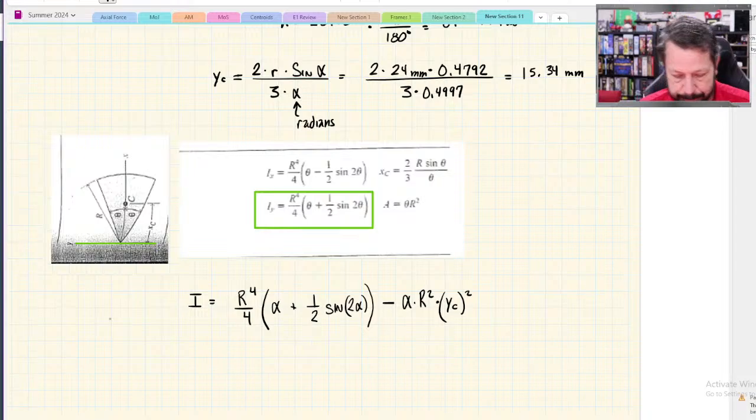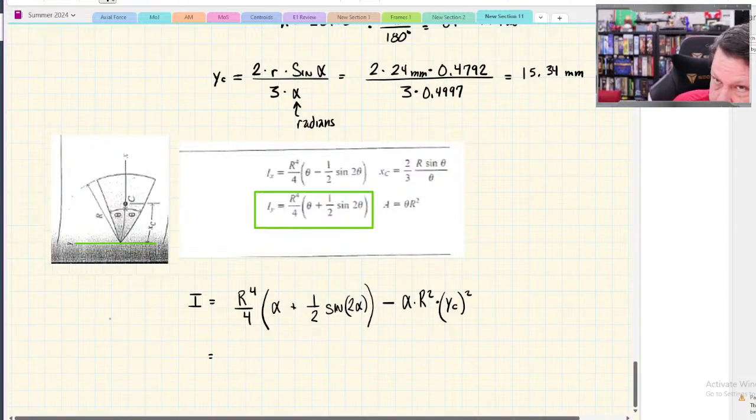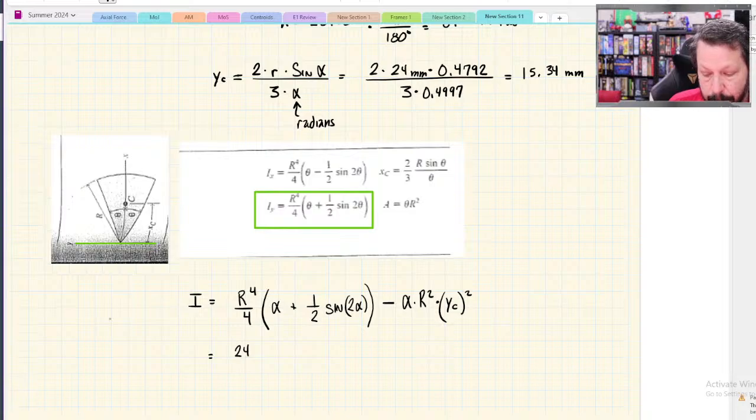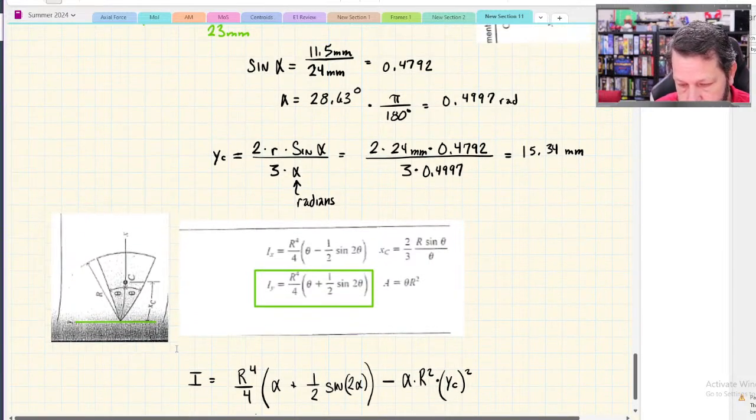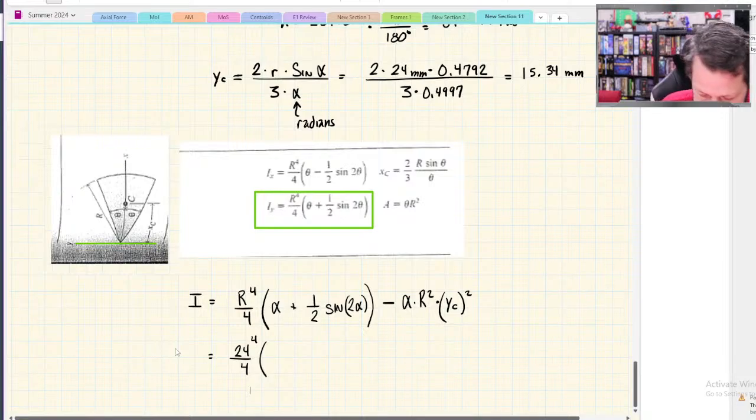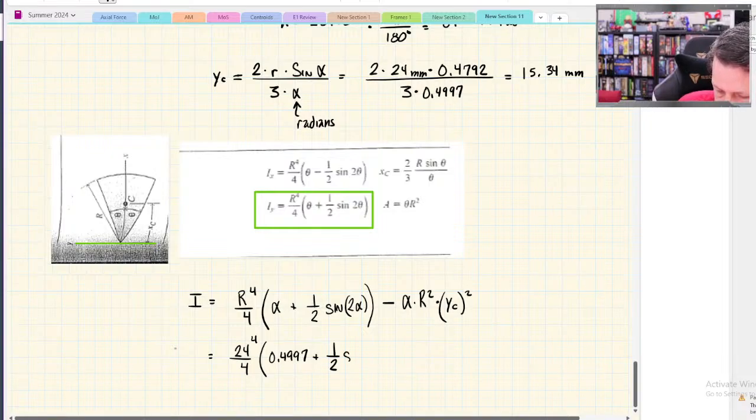So let's plug the numbers in. Our radius is 24. We're pretty confident on that. I'm going to leave the units off just because there's a bunch of numbers in here anyway, and the only units are millimeters. So that's 24 to the fourth over 4. Alpha is the radian version, so that's 0.4997. Plus 1/2 the sine of 2 alpha.